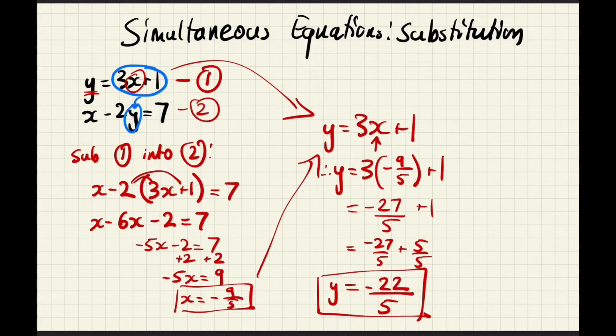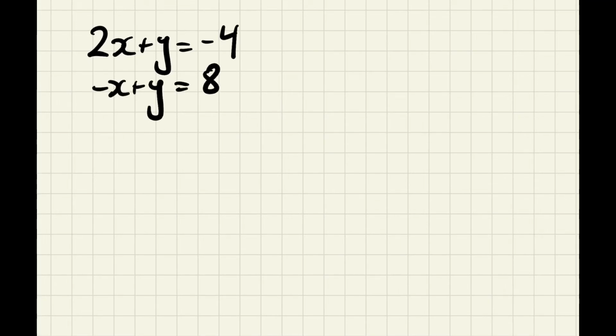Now, in saying that, sometimes we might have situations where it's not so obvious that we can use substitution. Let's consider an example that we looked at in our video on elimination. We had 2x plus y is equal to minus 4. Then we had minus x plus y is equal to 8. So here, elimination would perhaps make more sense. We simply subtract both of our equations to get rid of the y's, and then we solve for x, and then solve for y once more.